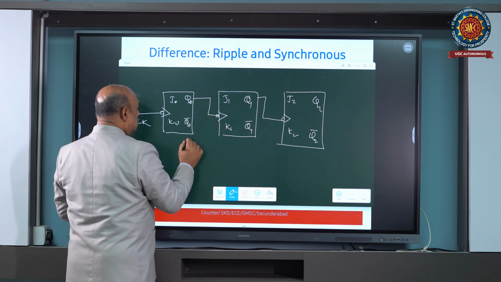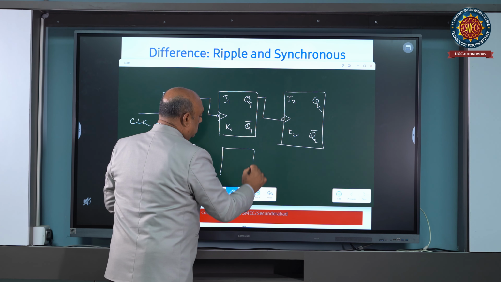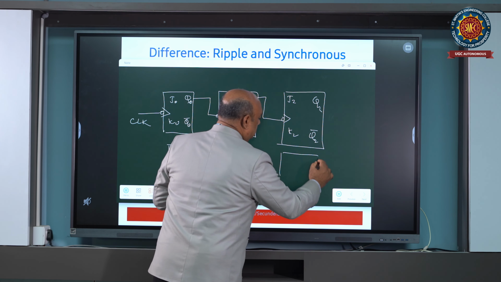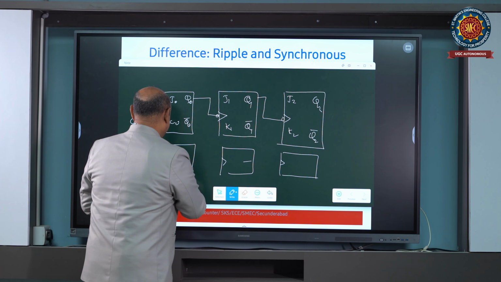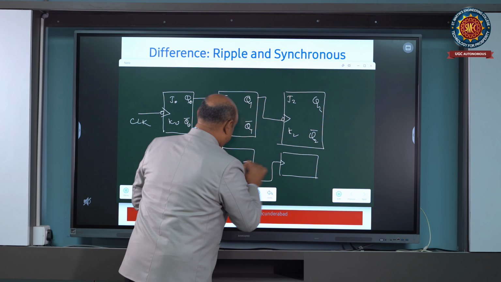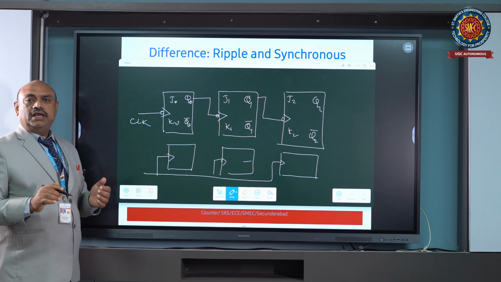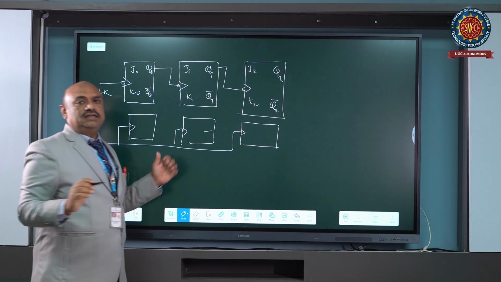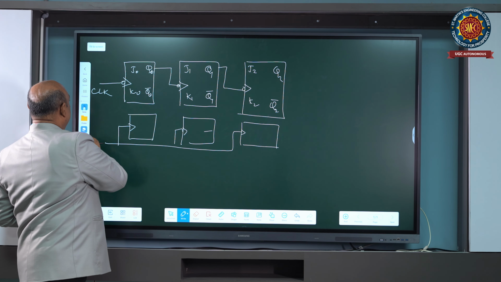Whereas in a synchronous counter, all the flip-flops will get the common clock pulse. This is the basic difference between the synchronous and asynchronous counter. We'll move on to the next.